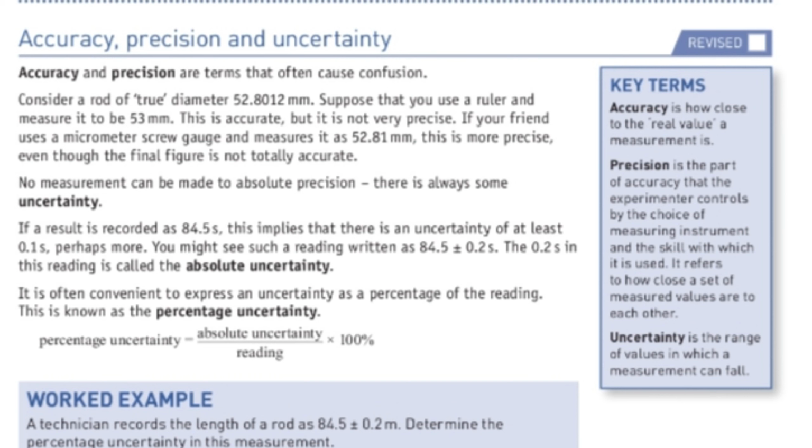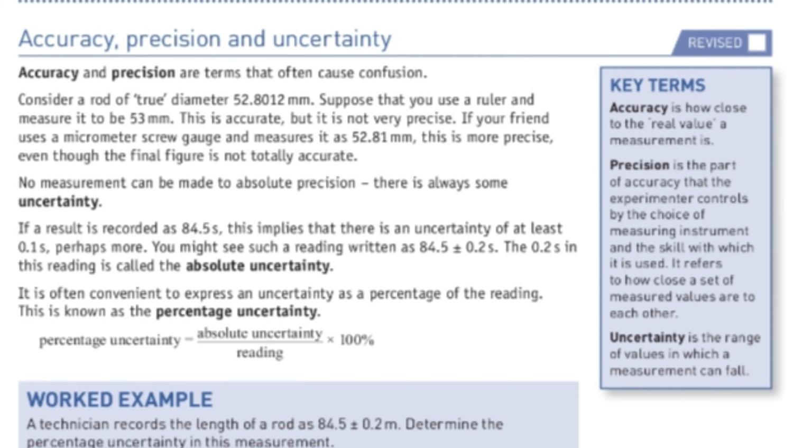If a result is recorded as 84.5 seconds, this implies that there is an uncertainty of at least 0.1 seconds, perhaps more. You might see such a reading written as 84.5 plus or minus 0.2 seconds. The 0.2 seconds in this reading is called the absolute uncertainty. It is often convenient to express an uncertainty as a percentage of the reading. This is known as percentage uncertainty. Percentage uncertainty equals absolute uncertainty divided by reading, times 100.